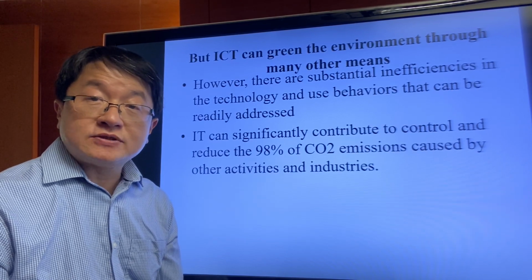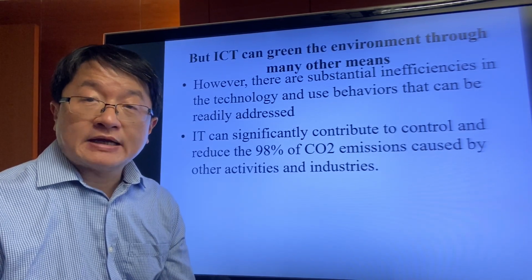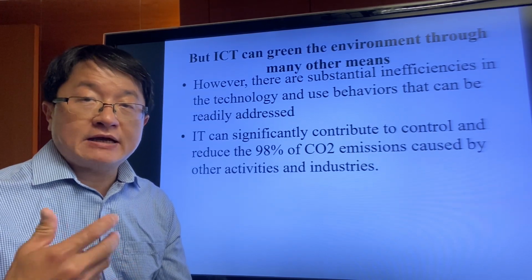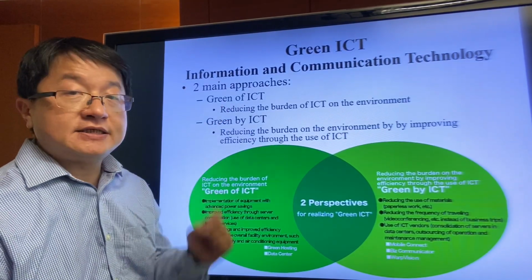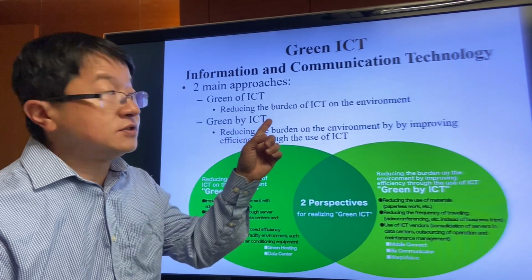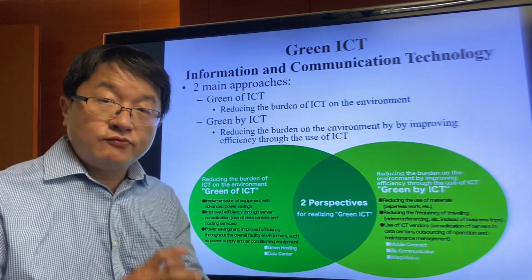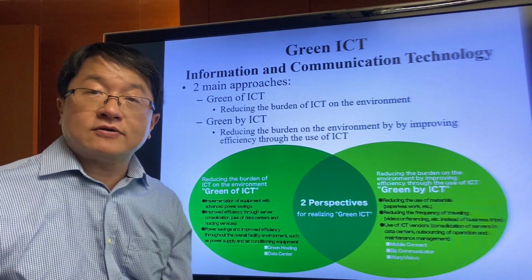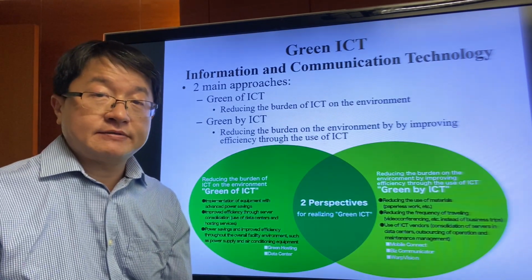So if we can do something to save the energy consumption of the ICT process, or make use of ICT to help us reduce energy consumption, then it can help to improve the environment as well. There are two approaches. One is green of ICT and the other is green by ICT. Green of ICT means we reduce the burden of the ICT process on the environment, reduce the emissions, and reduce the energy consumption by making use of better ICT technology. So the process of ICT itself has to be energy saving.